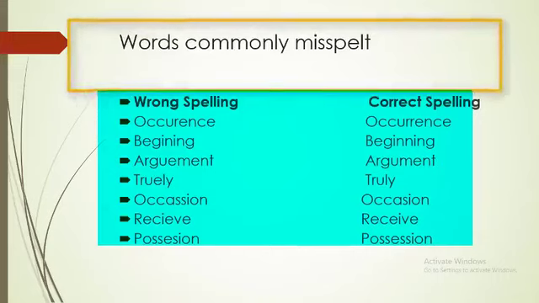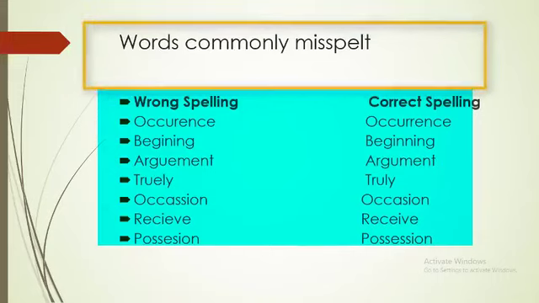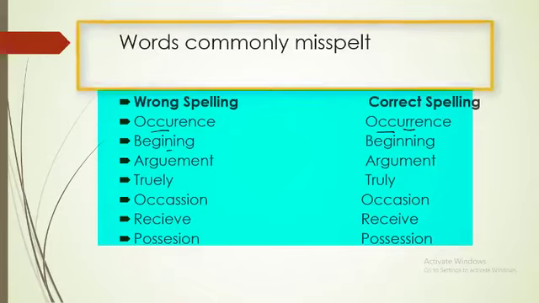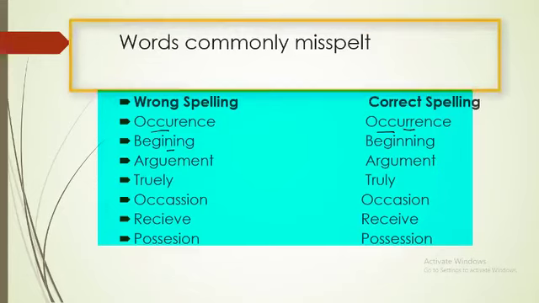Okay. Then we move over to occurrence. Occurrence is double C, double R. Okay, double C, double R, not double C, single R. Then we have beginning. Beginning is double N. Begin and N-I-N-G. Okay, so it's double N.